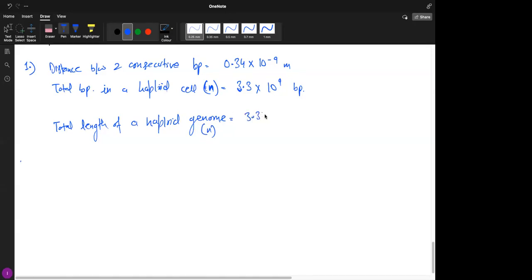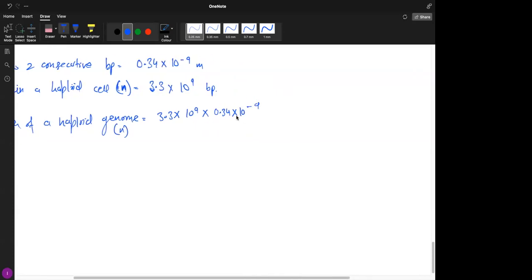So what will I do? I will multiply 3.3 into 10 raised to power 9 by 0.34 into 10 raised to power minus 9. And you know enough maths to understand that this will get cancelled out, right? Yes, and you will be left with 3.3 into 0.34. What is the answer? 3.3 into 0.34 is approximately 1.1. The unit here was meter, so 1.1 meter.